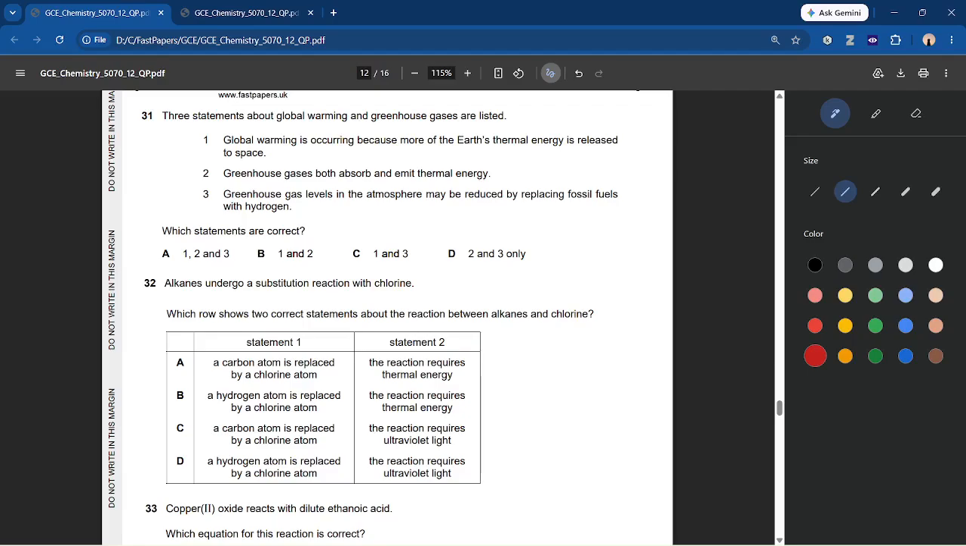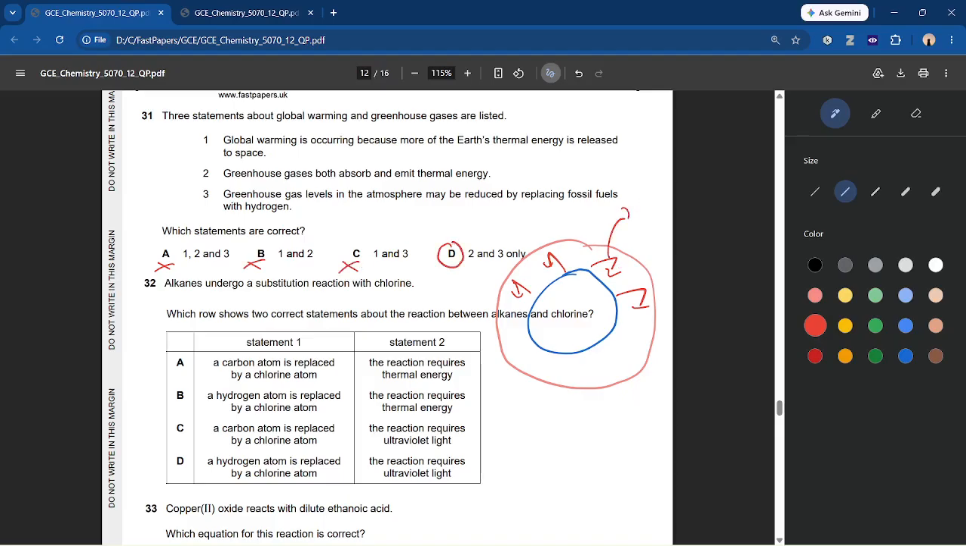Global warming is occurring because more of the Earth's thermal energy is released to space. That is not true. Global warming basically acts as a blanket. So let's say this is the Earth, and this is the layer of greenhouse gases. We're not having enough heat being released to space, so it's sort of bouncing back, right? So the heat is bouncing back. So any one that has 1 is incorrect. So your answer is going to be D. This is heat.